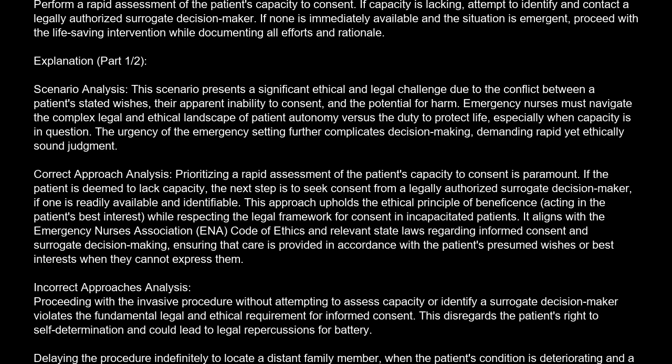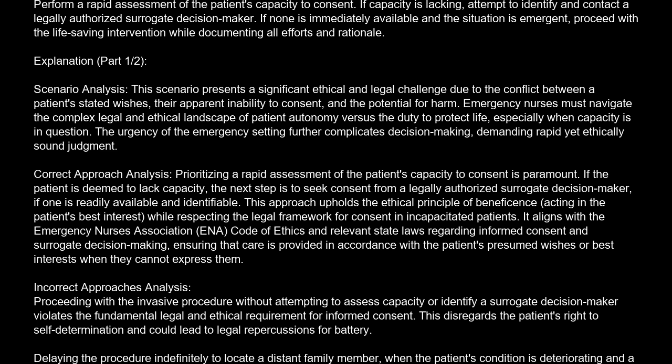Explanation. Scenario analysis. This scenario presents a significant ethical and legal challenge due to the conflict between a patient's stated wishes, their apparent inability to consent, and the potential for harm. Emergency nurses must navigate the complex legal and ethical landscape of patient autonomy versus the duty to protect life, especially when capacity is in question.